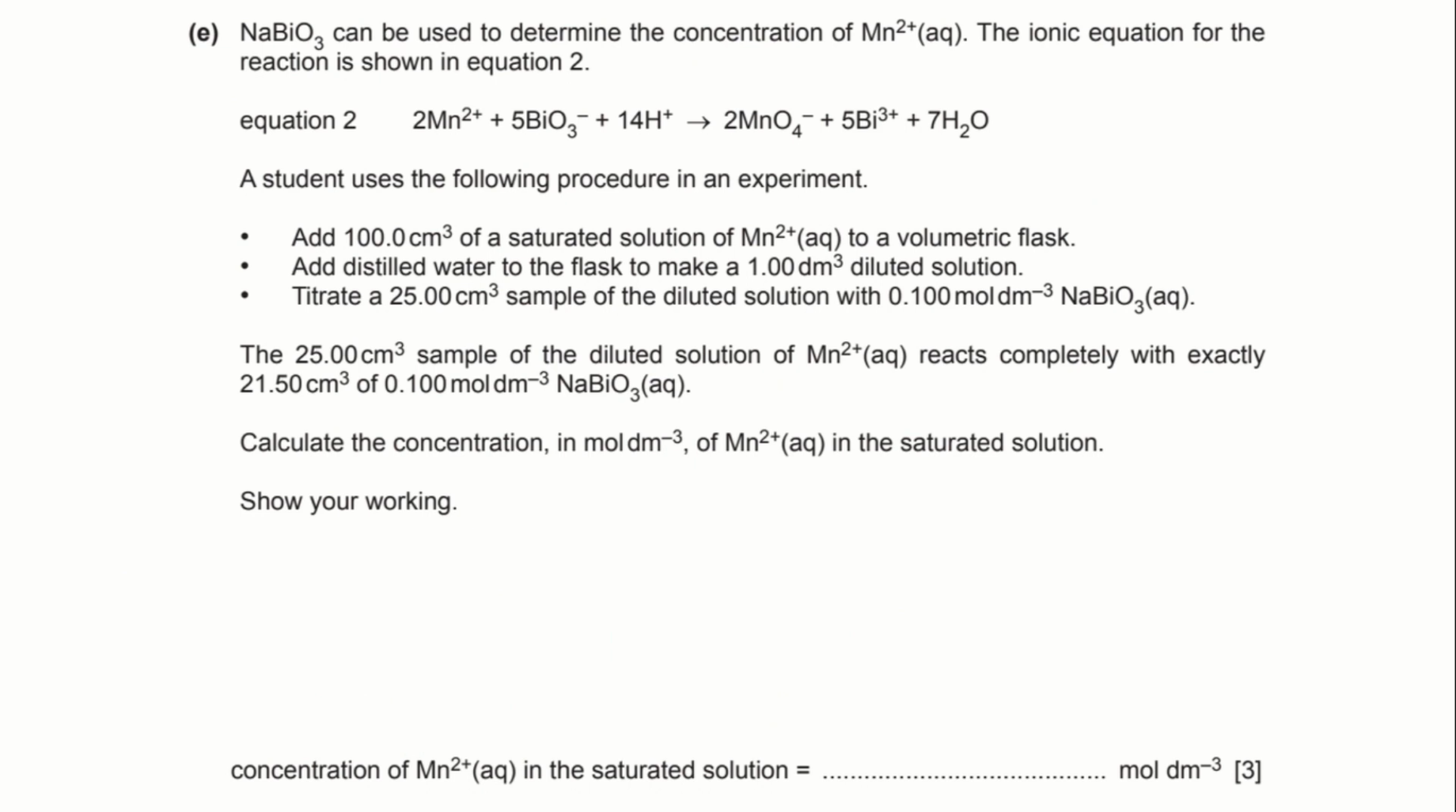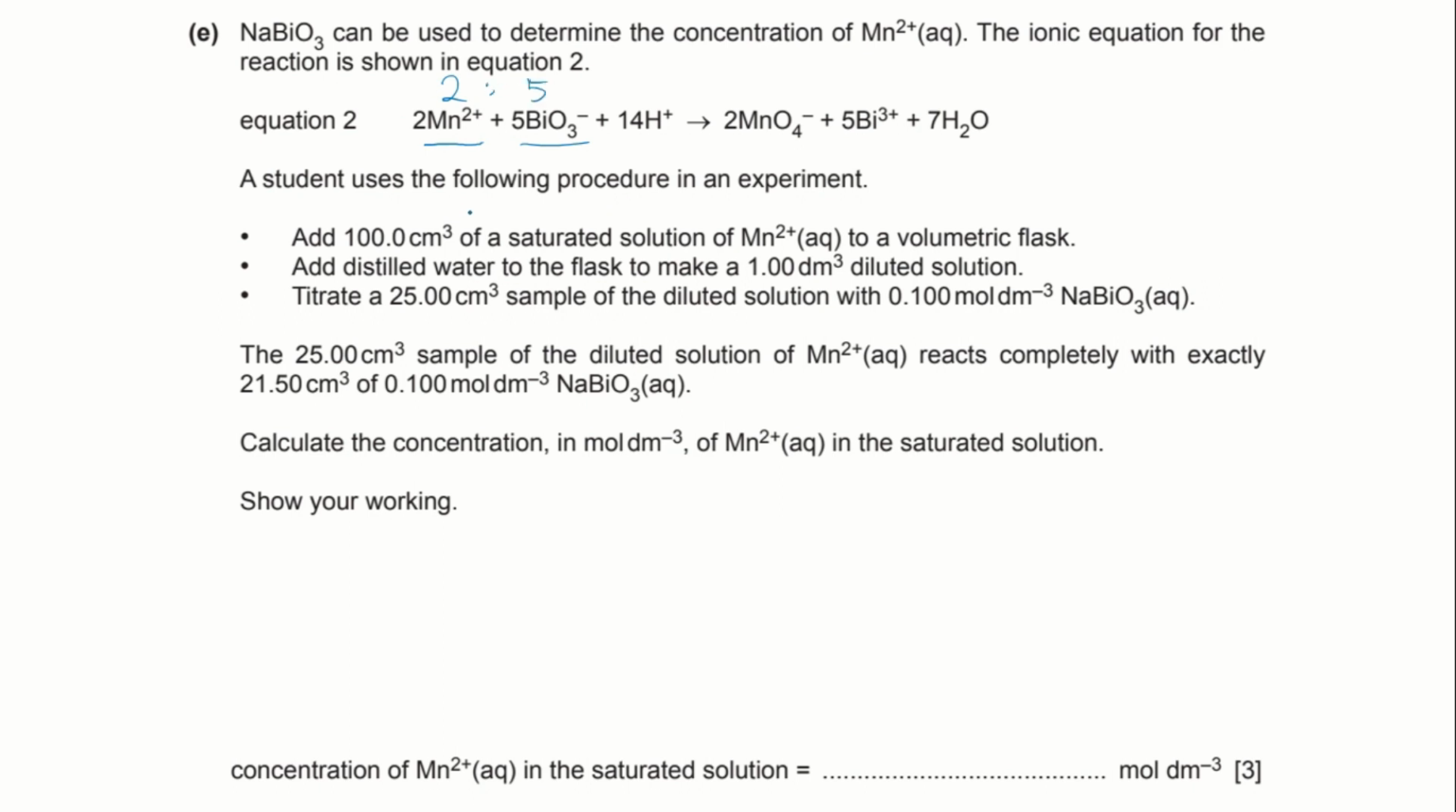The final part of question 1, okay, part E, we are given a second equation here showing the reaction between manganese 2 and bismuth ion in the ratio of 2 to 5.